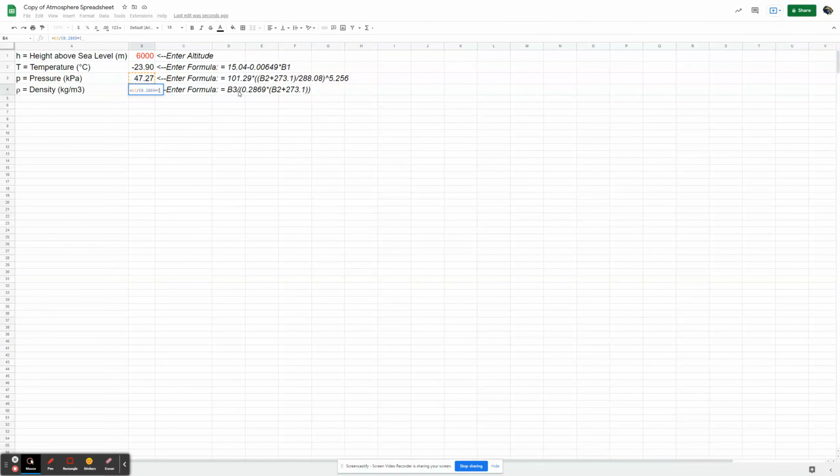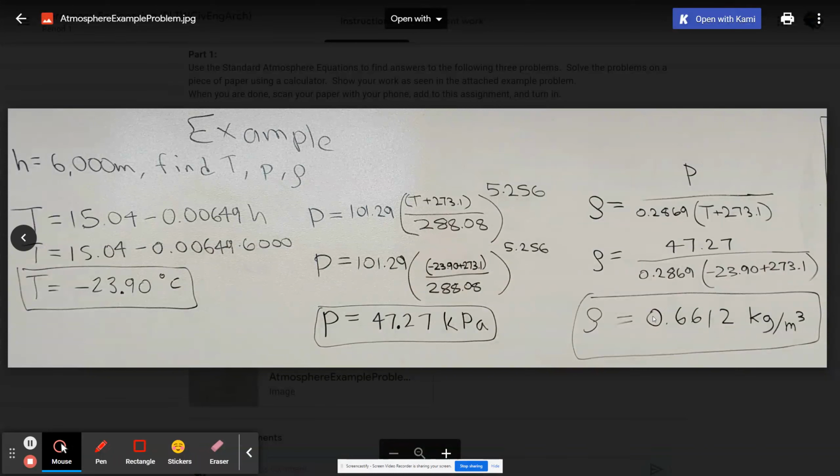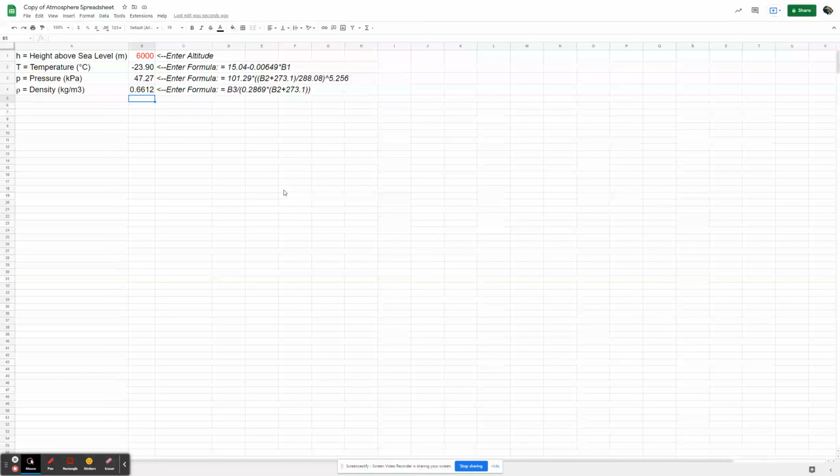So anyways, B2 plus 273.1, and then two right parentheses. And then I hit enter, and you can see I get 0.6612. All right, that's wonderful. And we'll check this, go back here, 0.6612, looking good. So now I know that this works. Your job now is to use this to check your problems.